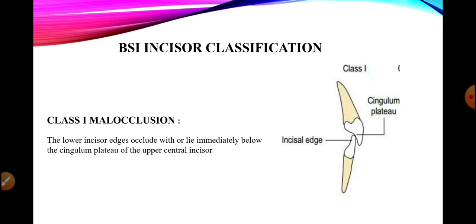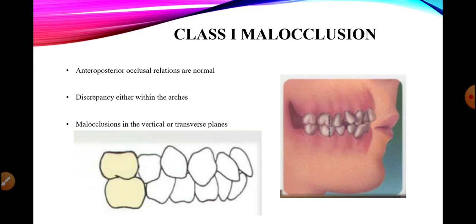Till now we have discussed the classification that the incisors can be classified according to the molar, in which the mesiobuccal cusp of the upper molar should be fitting in the buccal groove, or they can be classified according to the incisors, that is, the lower incisal edge should be lying at or occluding with the cingulum plateau. In both cases, we said that the anteroposterior occlusal relationship is normal. That is what a class 1 malocclusion is, with a discrepancy present within the arches, or intra-arch discrepancy.